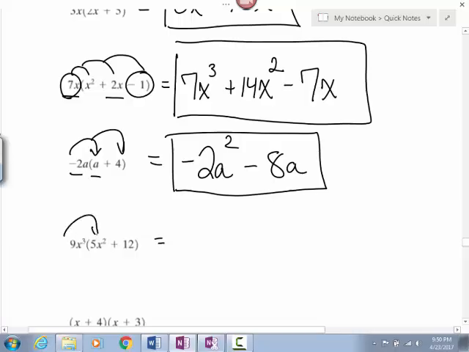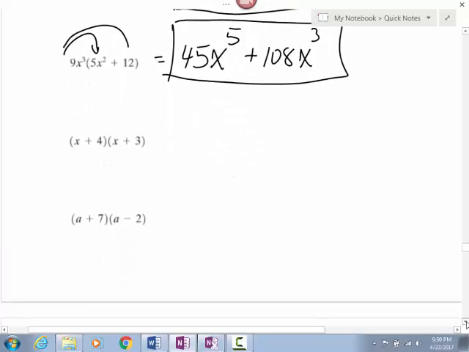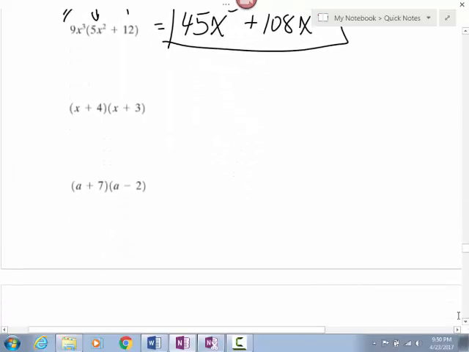Okay, so let's multiply again. 9 times 5 is 45, x to the 5th. And then 9 times 12 should be a 108, x to the third. Good. So in the next problems that we have here, you can notice that we're multiplying two binomials.